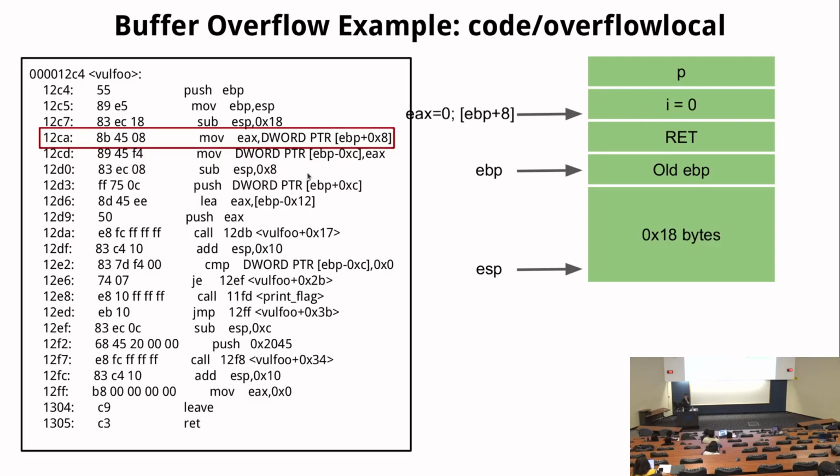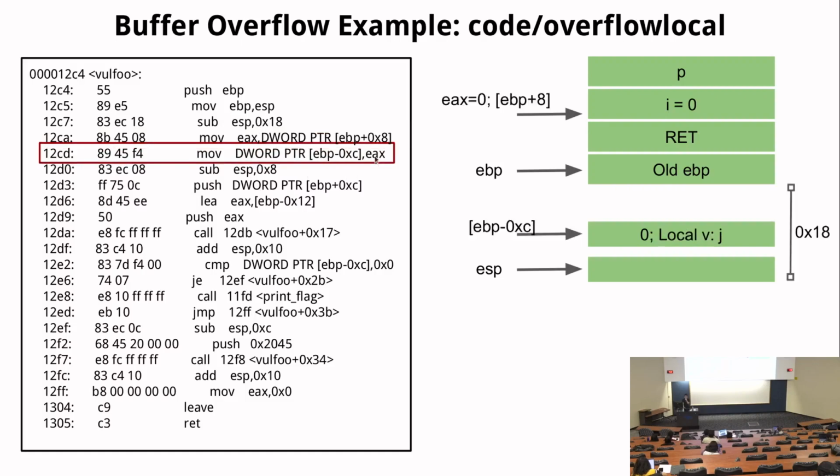Then EAX will be 0. After that, we move EAX to EBP minus C. Okay? So what is this doing? EBP plus 8 is the value I. At the beginning of the function, we have J assigned I. So J is a local variable. So actually, here we are initializing that local variable J.